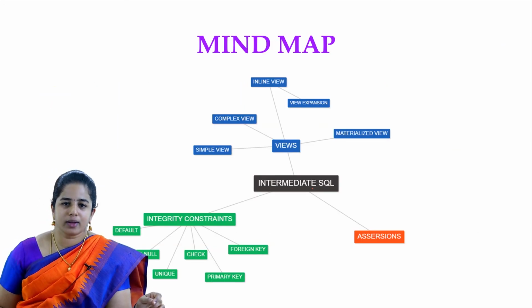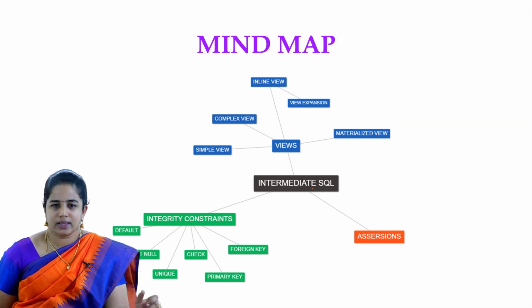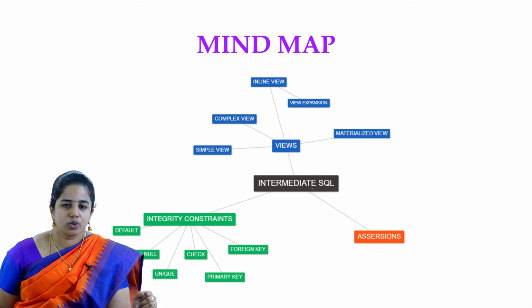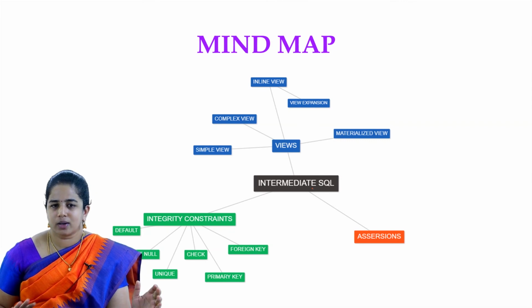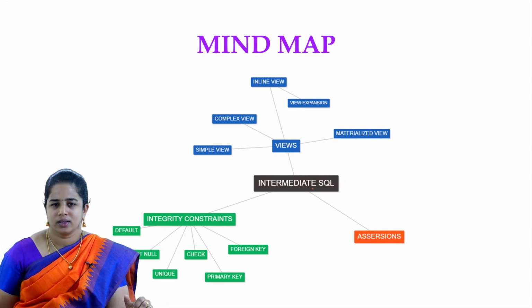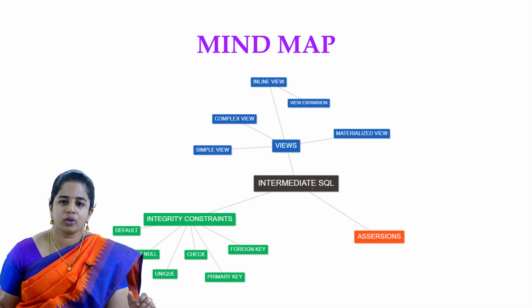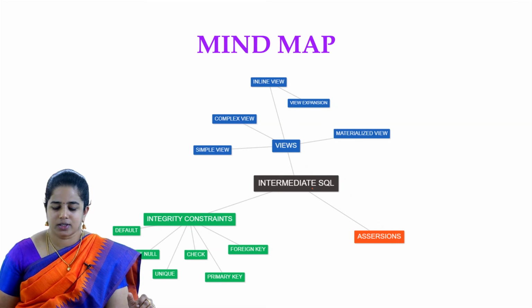Okay, so let us come to the conclusion part of today's class. What are all the concepts we have seen? I have presented them in a mind map. The concepts we have seen are about intermediate SQL operations. The basic SQL operations we saw in the previous class. This is intermediate SQL, where we have seen views, integrity constraints and assertion.